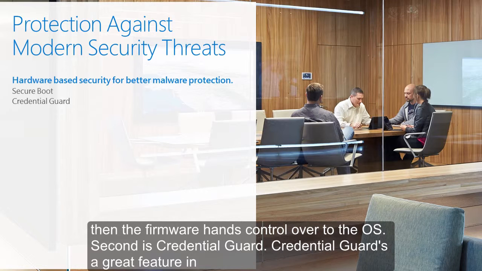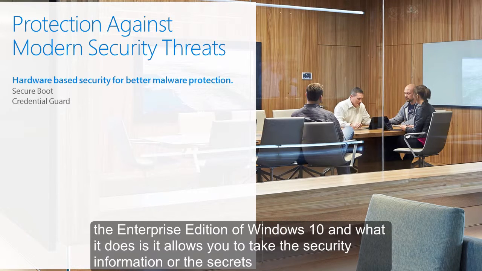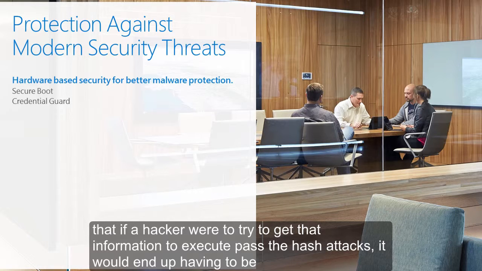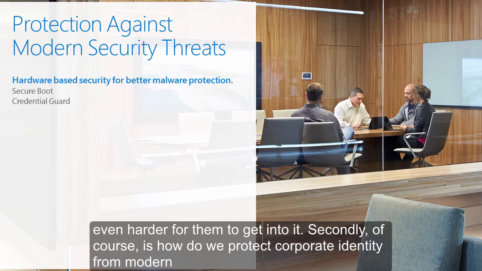Second is Credential Guard. Credential Guard is a great feature in the Enterprise Edition of Windows 10, and what it does is it allows you to take the security information, or the secrets, held by the local security authority and take them out and store them in a virtualized instance, which now means that if a hacker were to try to get that information to execute pass-the-hash attacks, it would end up being even harder for them to get into it.